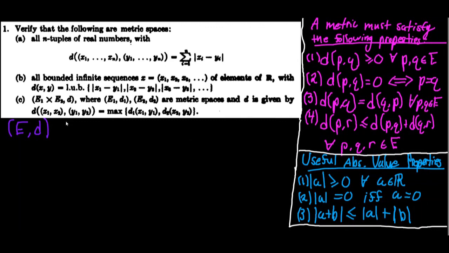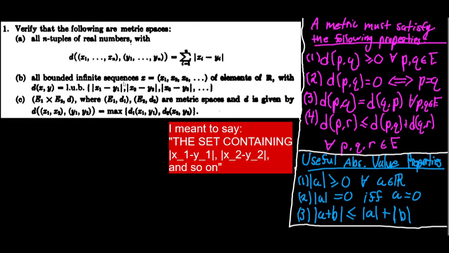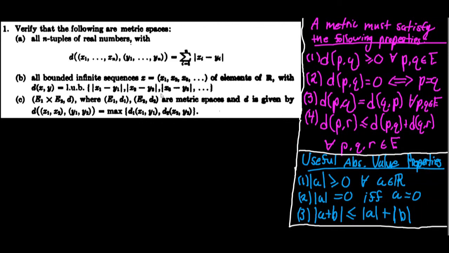And before we get started with proving that this is a metric space, we need to make sure that we can talk about the least upper bound of the absolute value of the difference of x1 minus y1. So here I'll remind you that the set that we're talking about in our metric space is the set of all infinite sequences of elements of R, and our rule is the least upper bound of the absolute value of the difference between corresponding elements in two different sequences. But we don't know that this set is bounded from above yet.